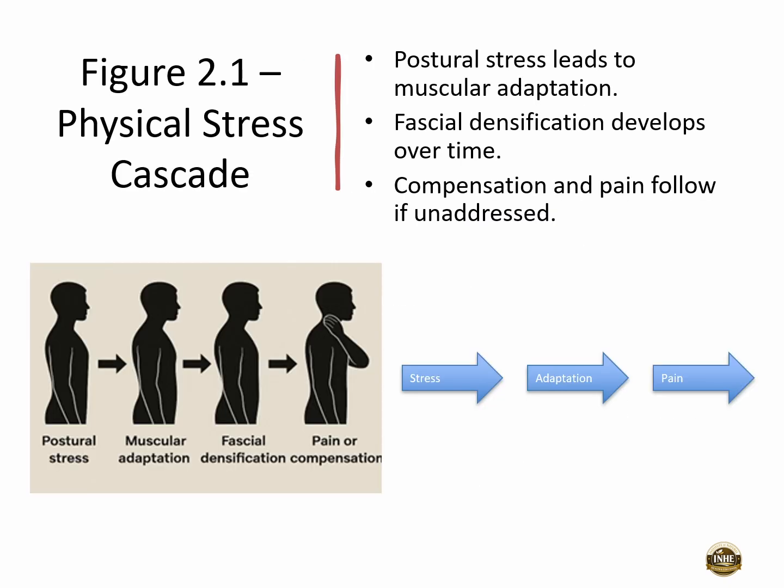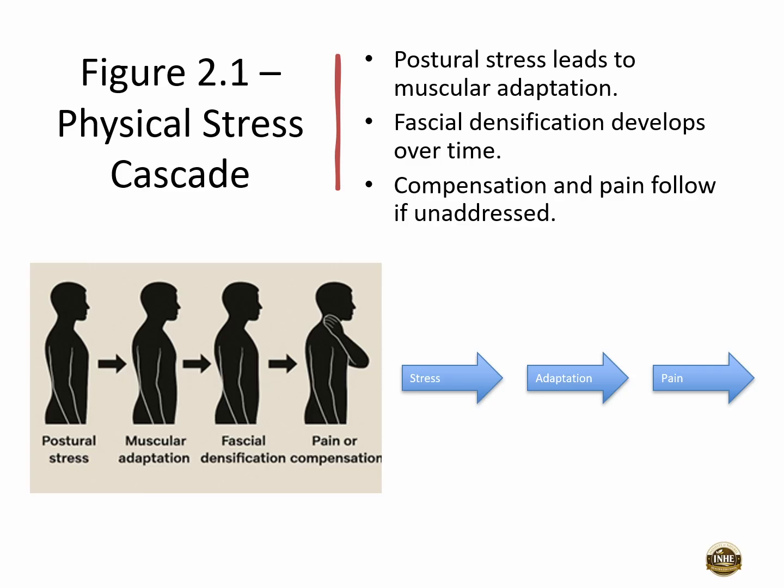This figure illustrates the progression from stress to dysfunction. Initially, postural stress creates muscular adaptation. As tension continues, fascial densification begins to develop. Eventually, compensation patterns emerge, and pain becomes more noticeable. One important clinical concept is that pain often appears later in the dysfunction process, meaning compensation may already be deeply established before symptoms become severe.